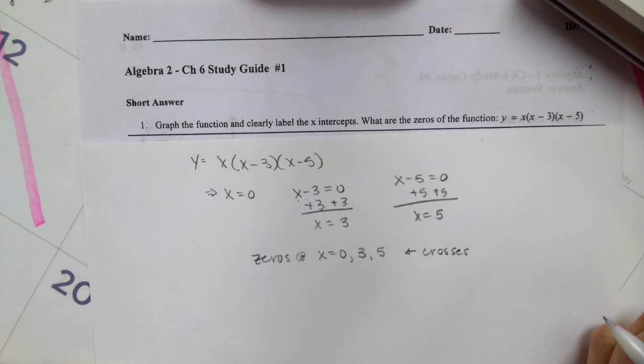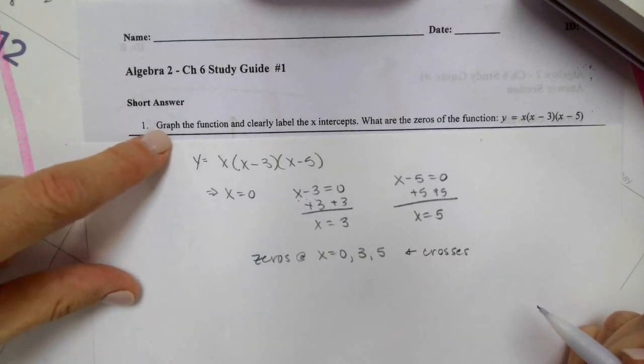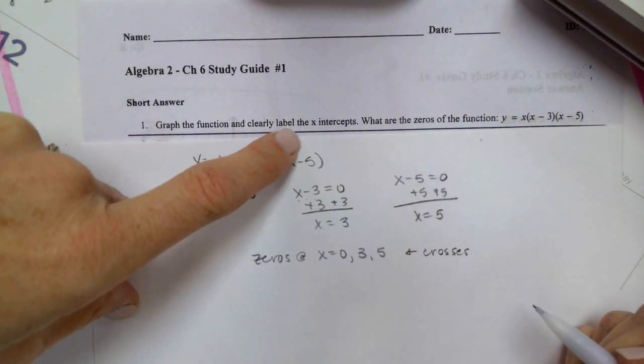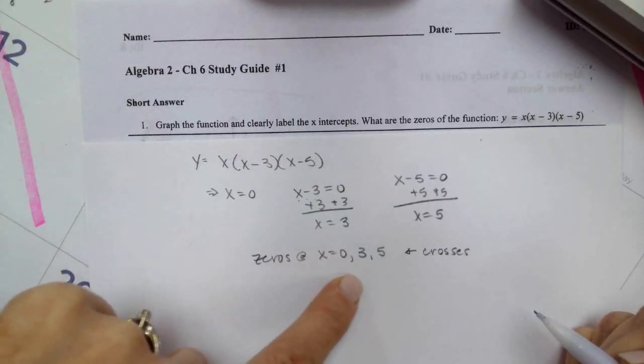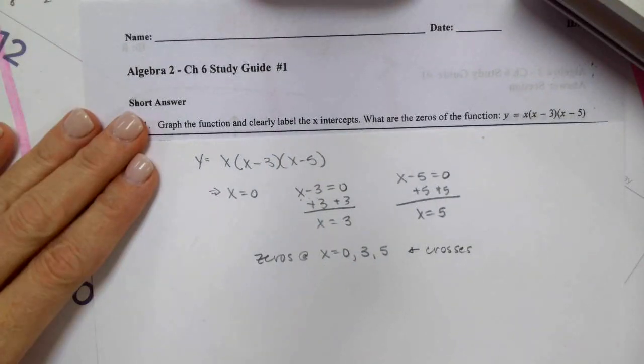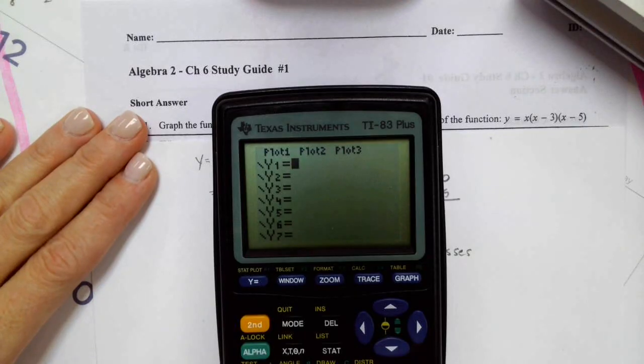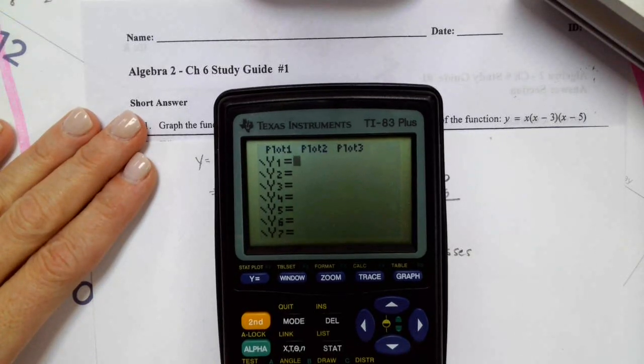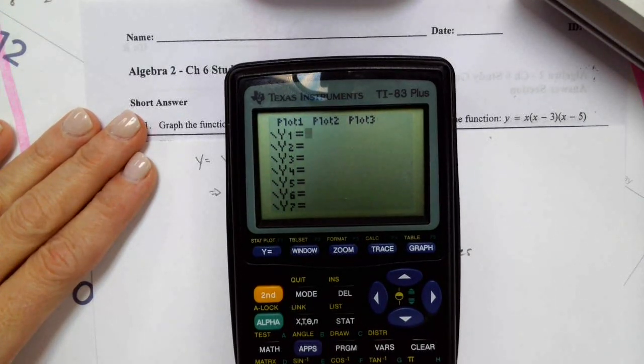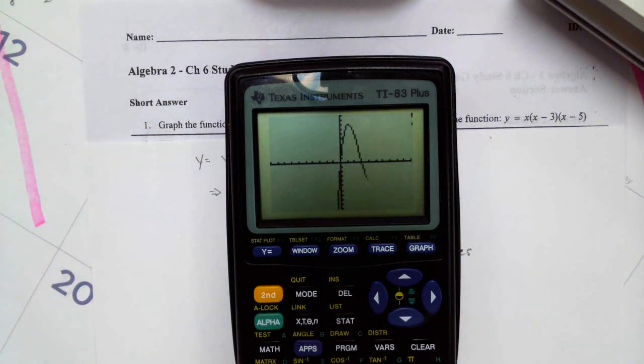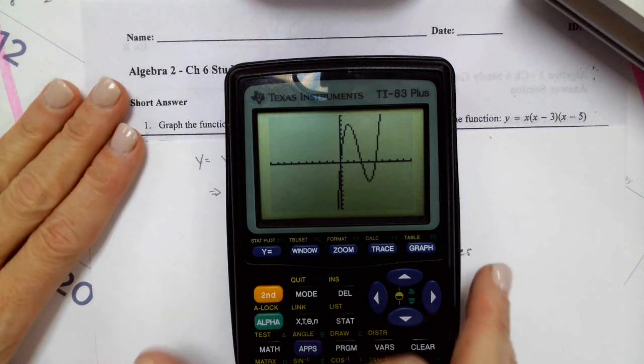Do you need to know all of that? No. Okay, but then it says graph the function and clearly label the x-intercepts. So those need to be clearly labeled. Then what you're going to do is go to your handy-dandy graphing calculator, and we're going to put in exactly what you see. So we have y equals x, open parentheses, x minus 3, close, open, x minus 5, close, and then graph that. And that's what you're going to do, okay?